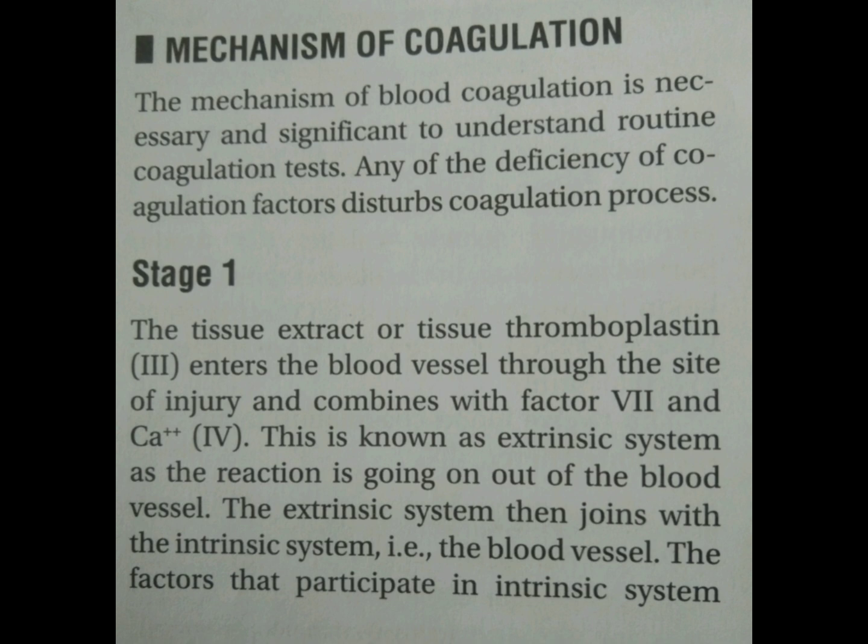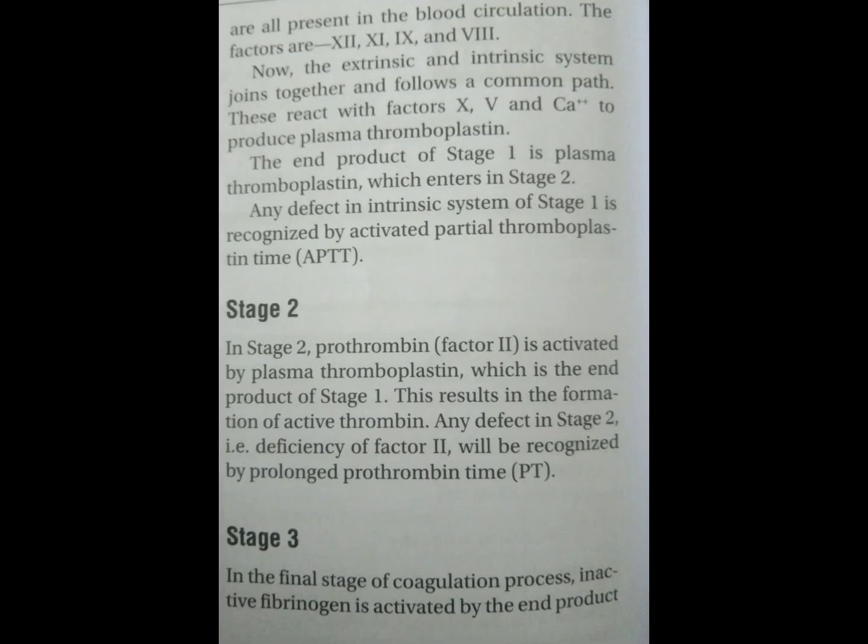First, stage 1. The tissue extract or tissue thromboplastin, factor 3, enters the blood vessel through the site of injury and combines with factor 7 and calcium, factor 4. This is known as the extrinsic system. As this reaction is going on outside the blood vessel, the extrinsic system then joins with the intrinsic system. The factors that participate in the intrinsic system are all present in the blood circulation. The factors are 12, 11, 9, 8.